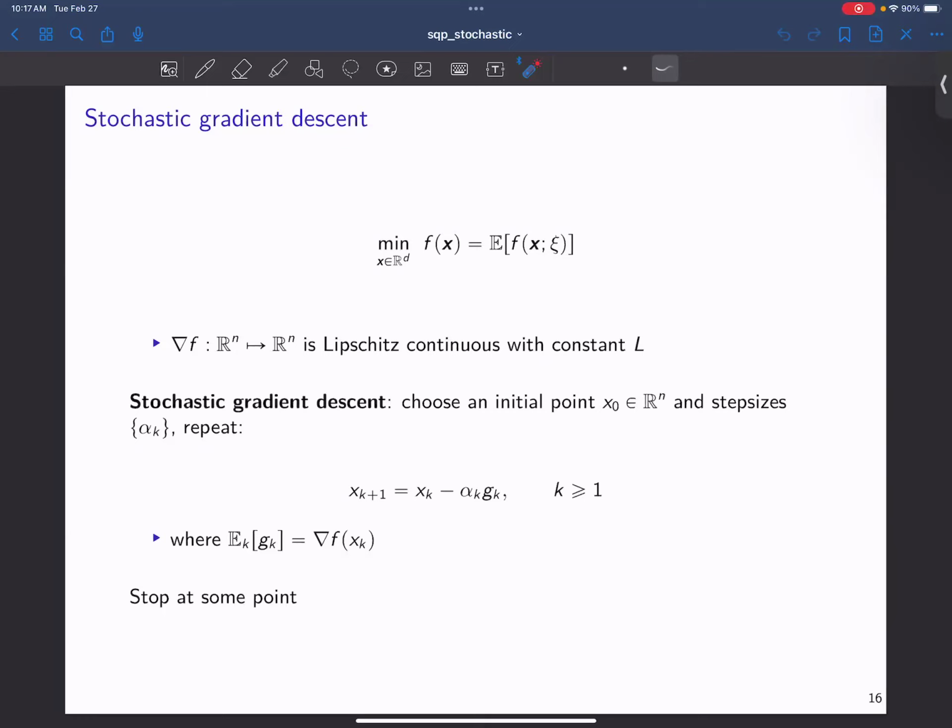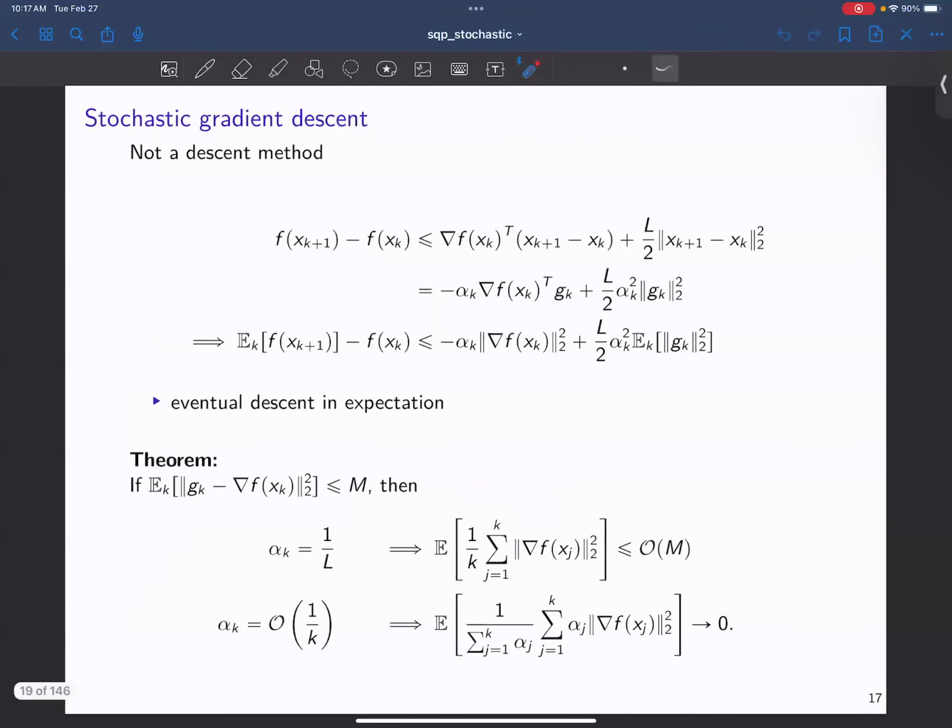The only thing that is different from gradient descent is that instead of evaluating the whole gradient, we have access to an unbiased gradient. And this notation E_k denotes an expectation conditional on being at x_k. So we take the randomness up to x_k, however we get to x_k, we condition on that and just look at the randomness in evaluating the gradient at this point. So what can we say about this? This is in general not a descent method. In each iteration, we can potentially increase the function value, the loss value, but in expectation, it is a descent method.